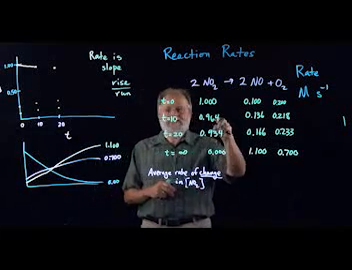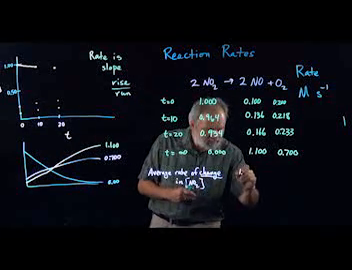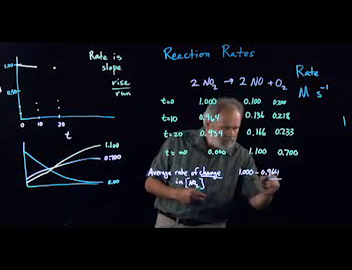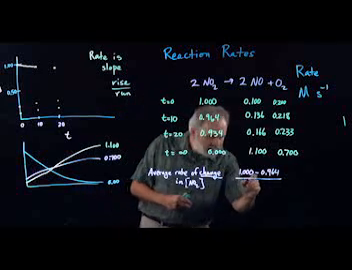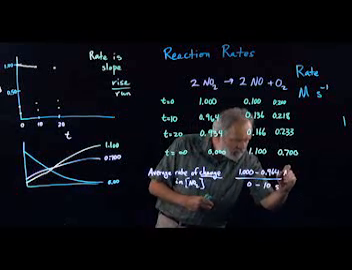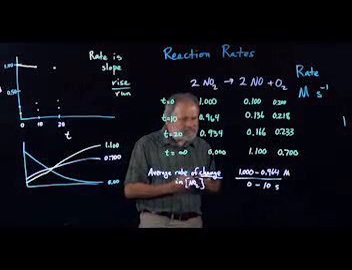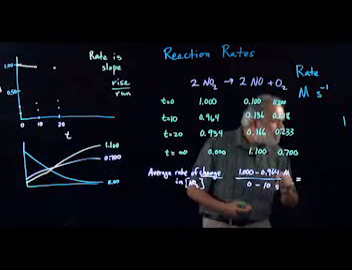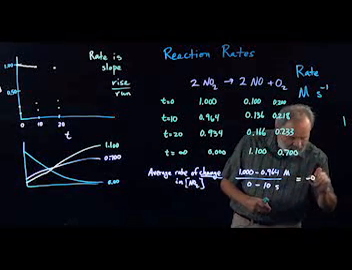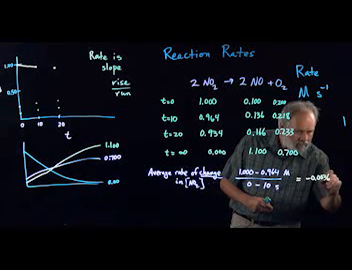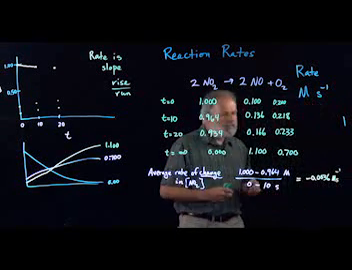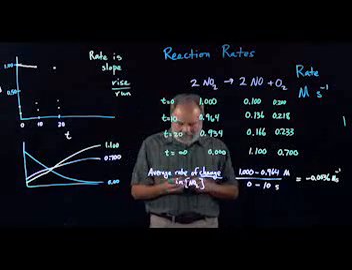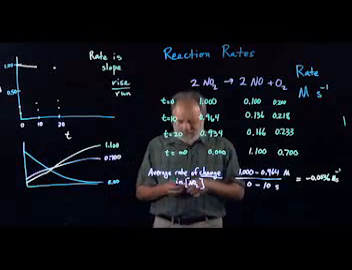So the rise is going to be 1.00 minus 0.964. And then the change in the time is 0 minus 10. And that's molars. That's going to be seconds. And so the answer we get is going to be minus 0.036 molar per second. Okay, let's go ahead. Now that's just from 0 to 10 seconds.